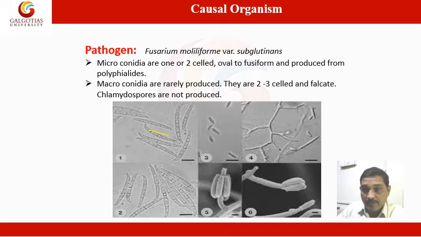This is the microconidia. It is a septate microconidia, oval and fusiform in shape, and the macroconidia are rarely produced. They are 2 to 3 celled, and there are also chlamydospores. You can see the chlamydospores here, and the mycelium is also shown in the figure.